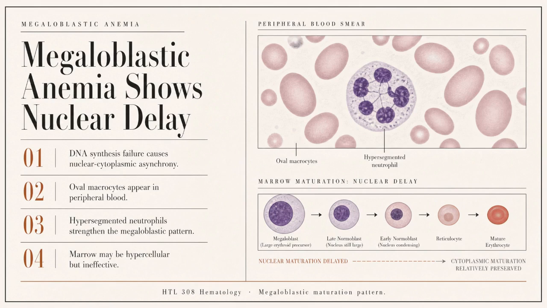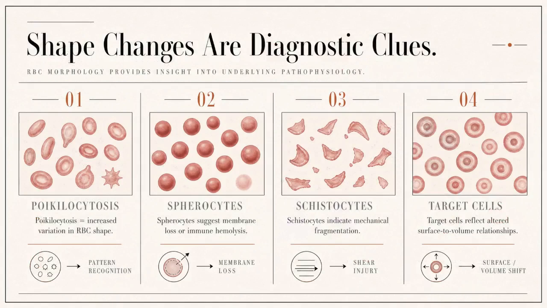Now, let's move on to how changes in cell shape can provide important diagnostic clues. Poikilocytosis, or increased variation in red cell shape, is a really useful visual clue on a smear. The specific shape often points us toward a mechanism. Spherocytes, for example, are dense, round cells without central pallor. They suggest membrane loss, which can happen in hereditary spherocytosis or immune hemolysis. Schistocytes are red cell fragments, indicating mechanical damage as cells pass through abnormal vessels or fibrin strands. Target cells, with their central and peripheral hemoglobinization, reflect altered surface-to-volume relationships seen in liver disease or thalassemia.